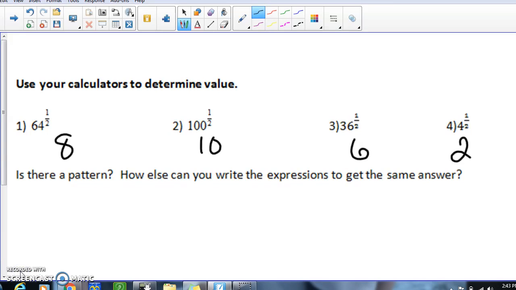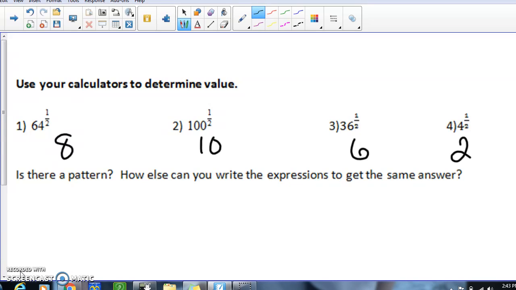Okay, hopefully your answers agree with mine. 64 to the 1/2 is 8. 100 to the 1/2 is 10. 36 to the 1/2 is 6. And 4 to the 1/2 is 2. So is there a pattern? I'm hoping that you can see there is a connection.